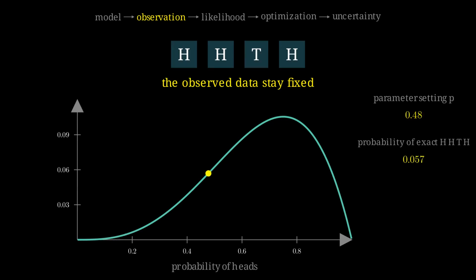Near 0, 3 heads are hard to explain. Near 1, the single tail is hard to explain. The curve rises between them and peaks at 0.75. Why does the other display say 0.105?